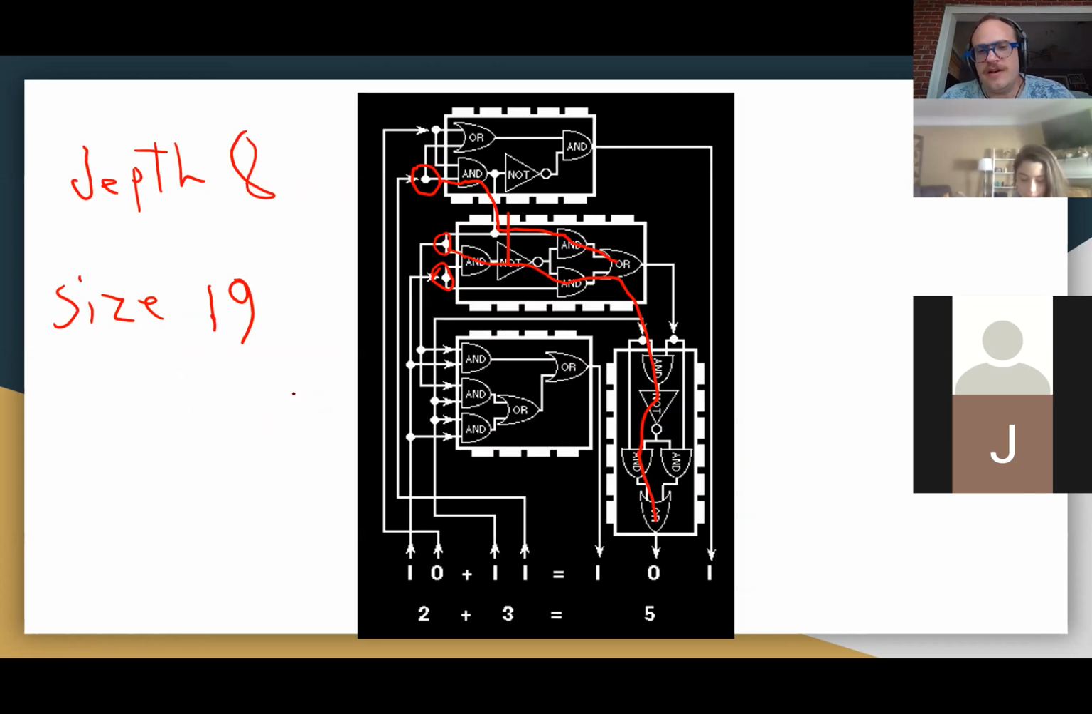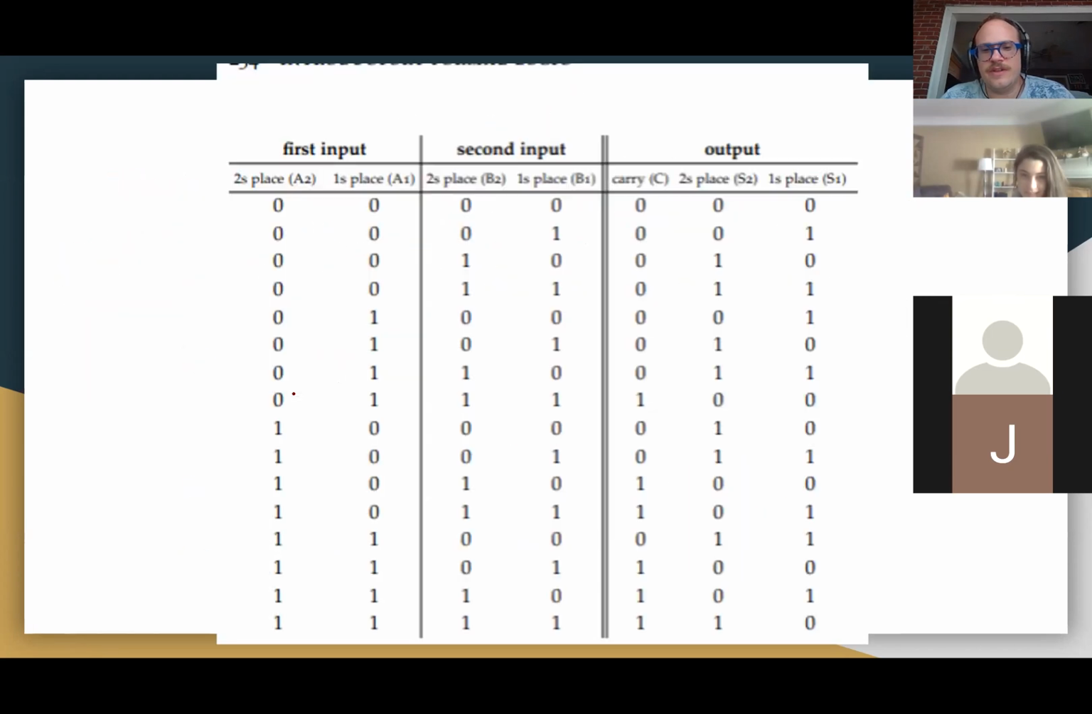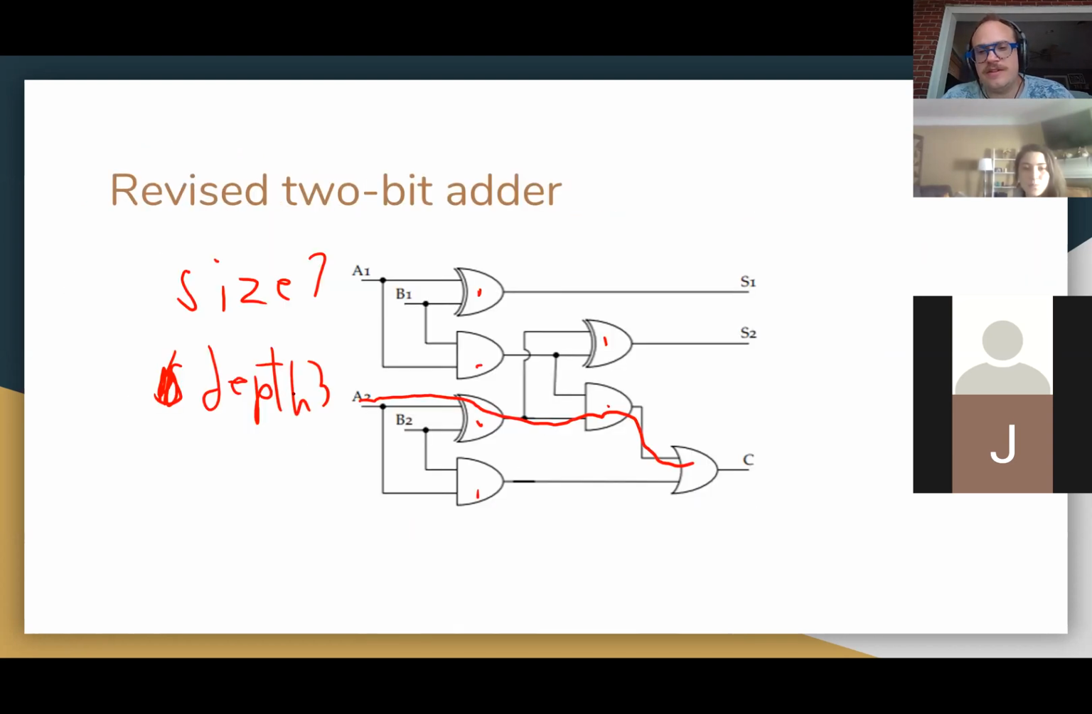So here, this version of the 2-bit adder is something that would be analogous to using disjunctive normal form to figure out the circuit. And disjunctive normal form is not necessarily the most efficient way to do this.